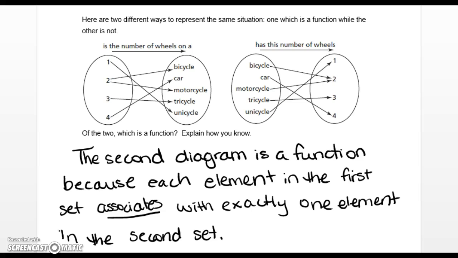All right, so just to go over that again. Here we can say that the second arrow diagram is a function because each element in the first set associates, or pairs, with exactly one element in the second set. Just in friendlier terms, we would essentially say that there's only one arrow from each element in the first set. So it's not a function if we have more than one arrow coming from an element in the first set. So we need to make sure there's only one arrow from each element in that first set, or what we call the domain.